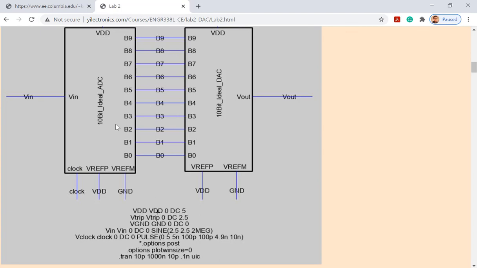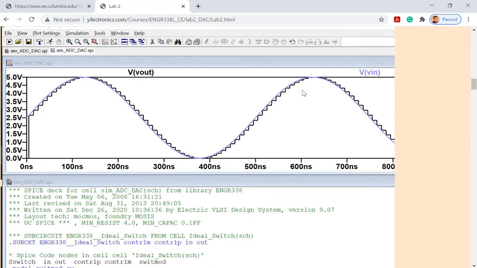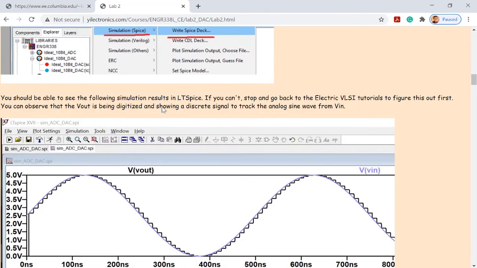And in the third lab, we're going to replace this ideal DAC with whatever we're going to cover today, the R2R ladders, and see if we can get the same result. So Vin is a continuous signal, which is an analog signal, and Vout will be something like this. Why is that? So look at this curve.